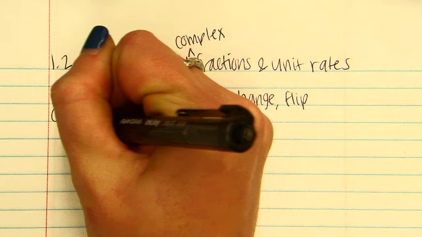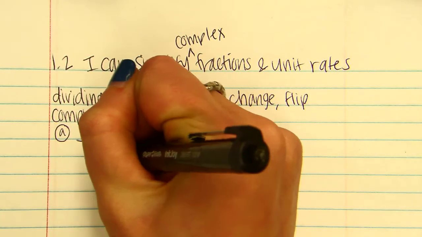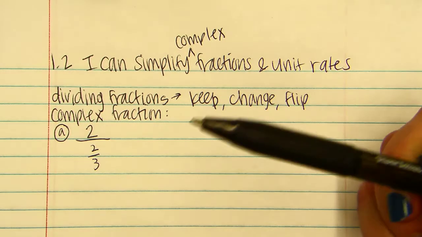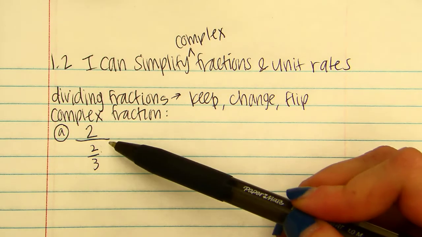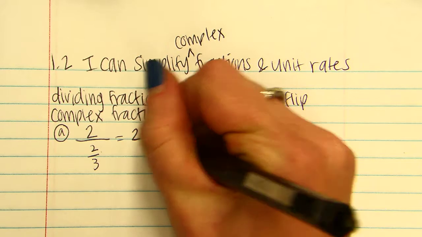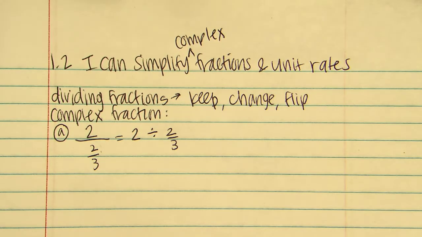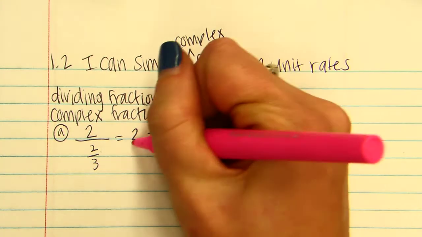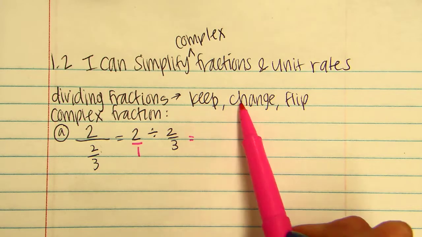For example, A, it's going to be like 2 over 2/3. So it's a fraction within a fraction, where the denominator in this case is a fraction. And remember, this fraction line really means divide. So this really just means 2 divided by 2/3. And then again, you guys know how to divide fractions. I'll put this one over a 1 to turn it into a fraction.